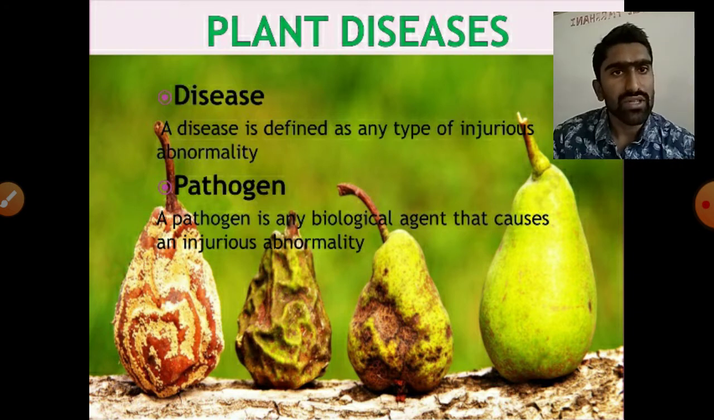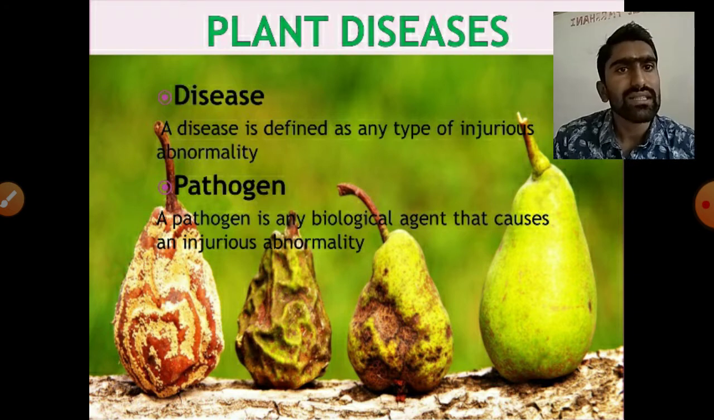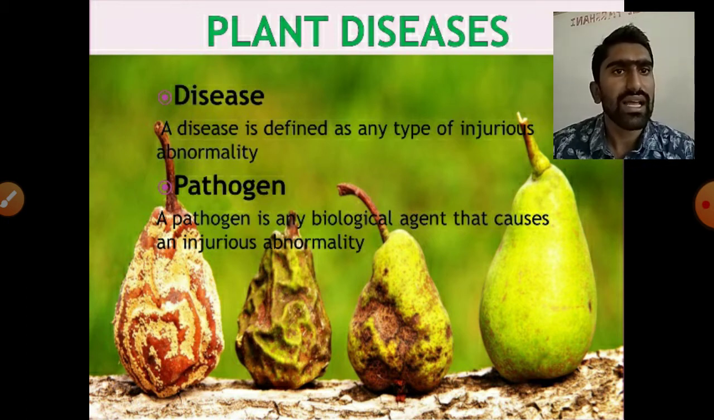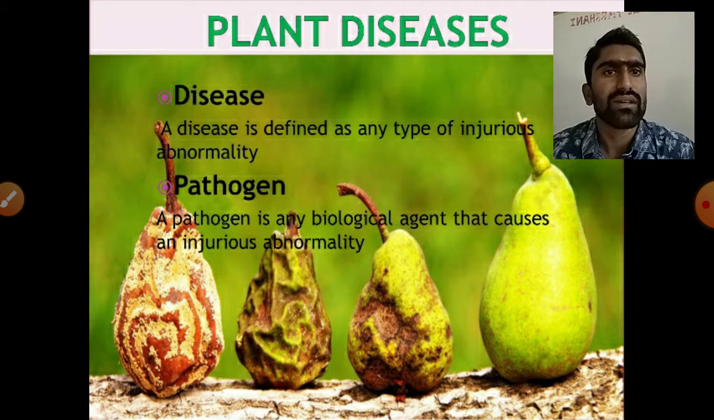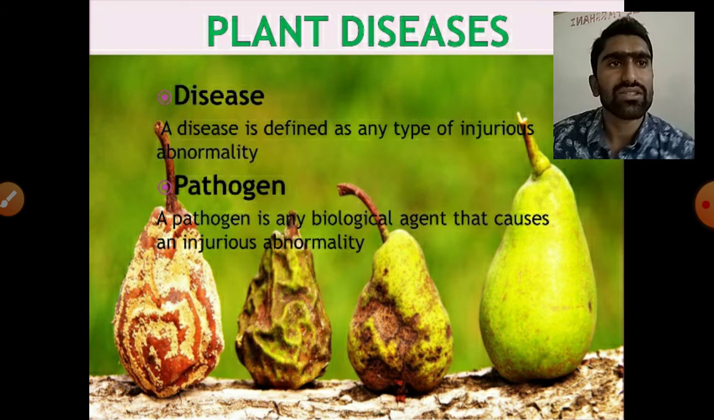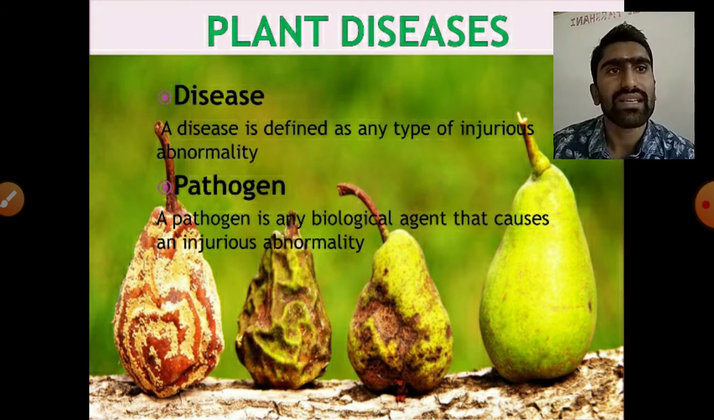So what does pathogen mean? It is the disease causing agent. A pathogen is any biological agent that causes an injurious abnormality to the plant. And that disease causing ability is known as pathogenicity.